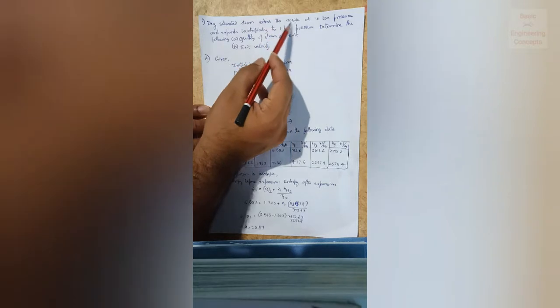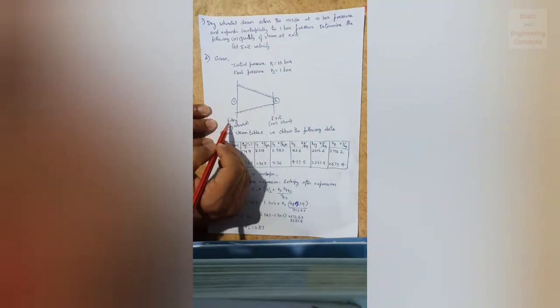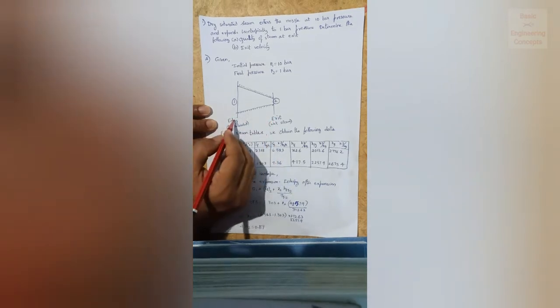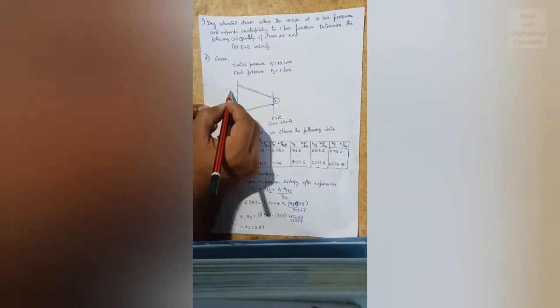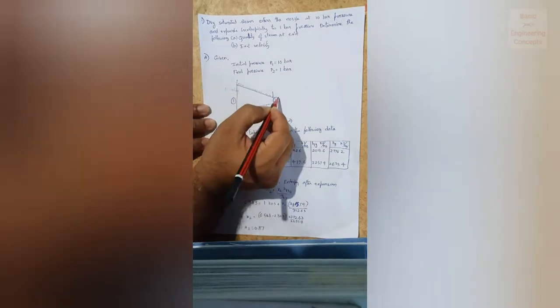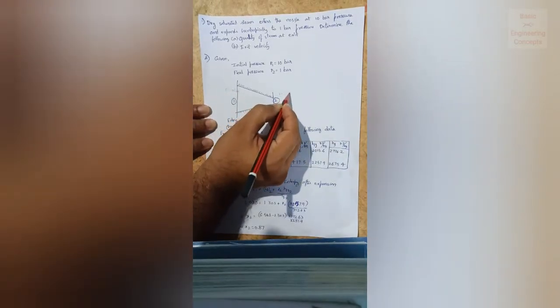Dry saturated steam enters the nozzle at 10 bar. So this is the nozzle entrance and exit. At entrance the pressure is 10 bar, so P1 is 10 bar. At the exit, P2 is 1 bar. So this is the given data. Next, determine the quality of the steam at exit and exit velocity.